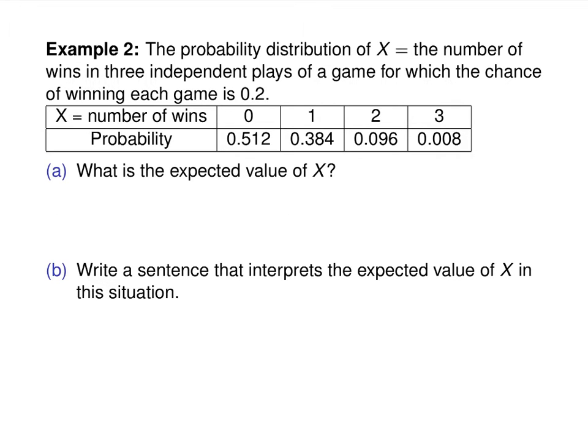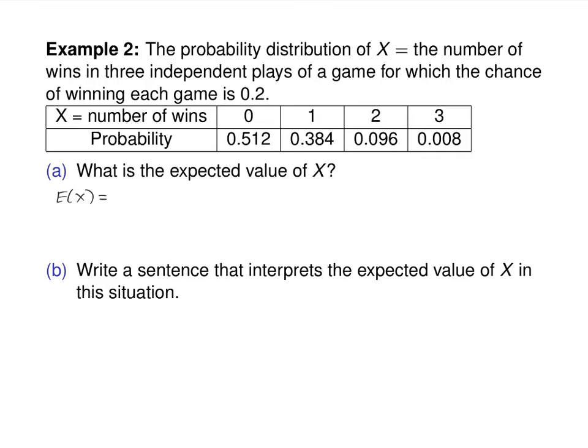The probability distribution of the random variable x, which tells us the number of wins in 3 independent plays of a game, for which the chance of winning each game is 0.2, is given in this table. What is the expected value of x? Well, to find E of x, we'll focus on just finding the value in the first part, and then we'll talk about what this means.